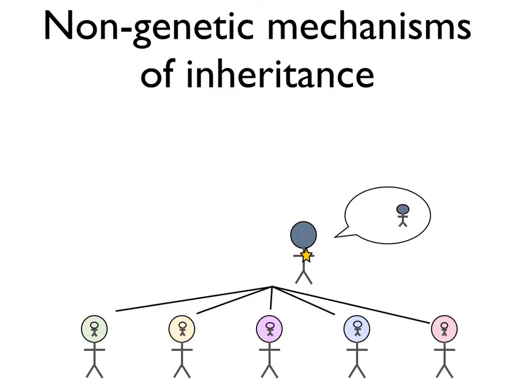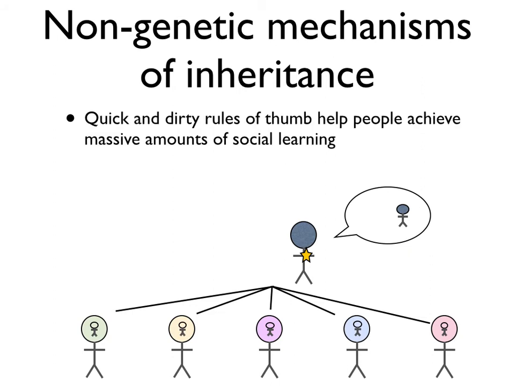Let's look at non-genetic mechanisms of inheritance. So remember, we talked about culture. Culture is a system of inheritance. You're learning things from people who learned things. And we have these very quick and dirty rules of thumb that help people achieve massive amounts of social learning. You have some psychological mechanisms that you can deploy to help you pick out important information from all that's circulating around you. And so culture is very often adaptive because we can acquire so much information in such a short time, but it's not always, because it is quick and dirty and you have to take other people's word for it.